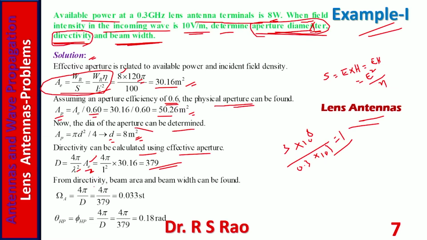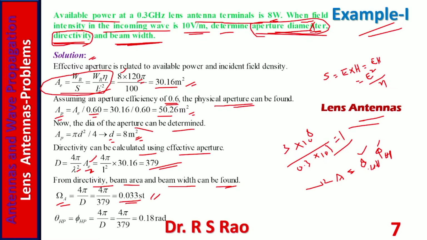Now beam width. From directivity, beam area and beam width can be found. Beam area omega A is 4 pi by D, 4 pi by 379. In this case, it is 0.033 steradians. From omega A, beam area, beam width can be found. We know omega A is equal to theta HP multiplied by phi HP. As the beam is symmetrical, theta HP becomes equal to phi HP.